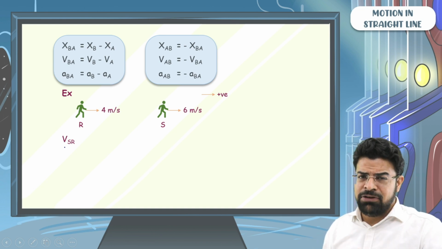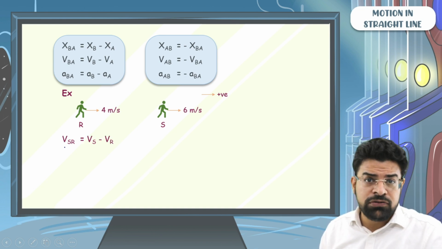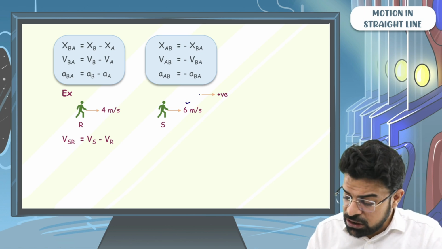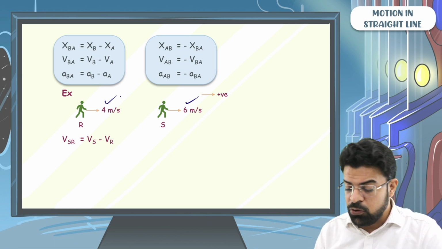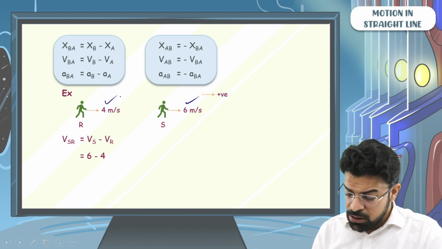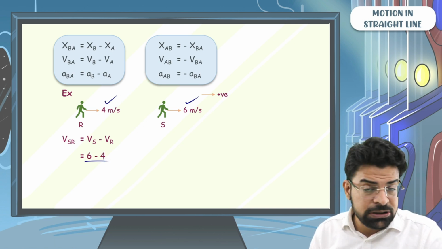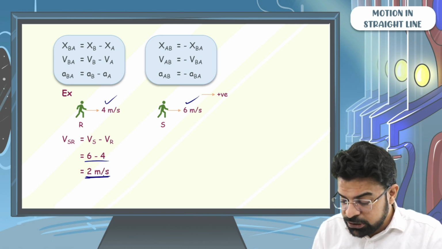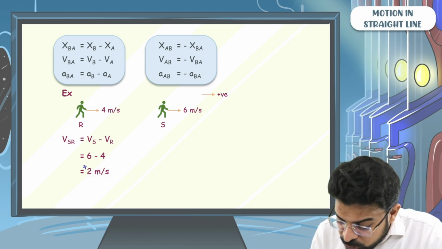You will say, sir, easy. Velocity of Sham with respect to Ram has to be velocity of Sham minus velocity of Ram. Velocity of Sham is plus 6. Velocity of Ram is plus 4. So velocity of Sham minus velocity of Ram will be plus 6 minus plus 4, which becomes 6 minus 4. That will be equal to 2 meter per second. Now see here, beta, there is a positive sign here.